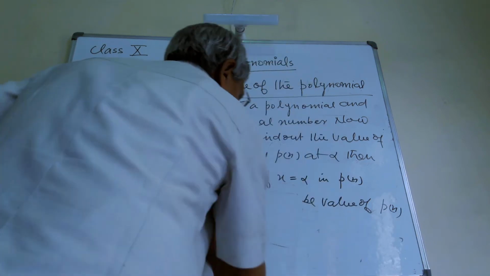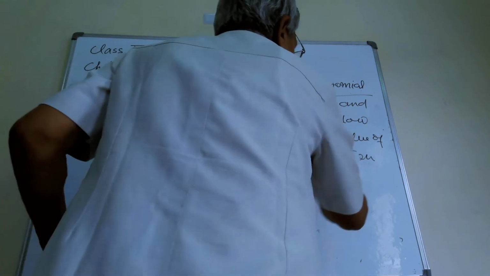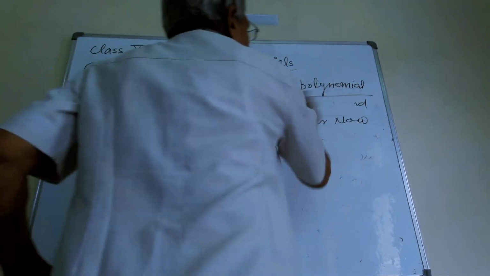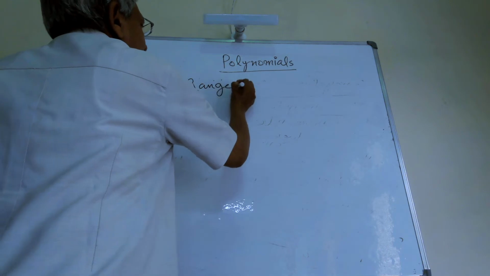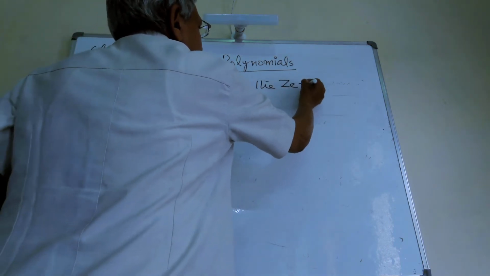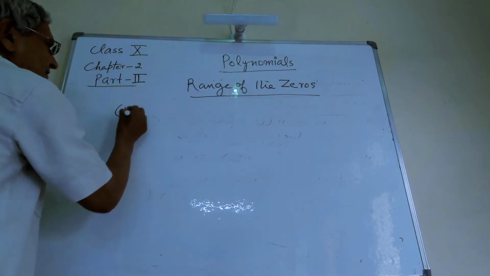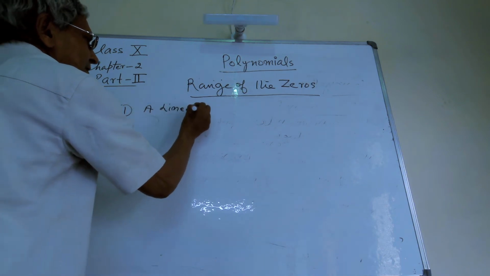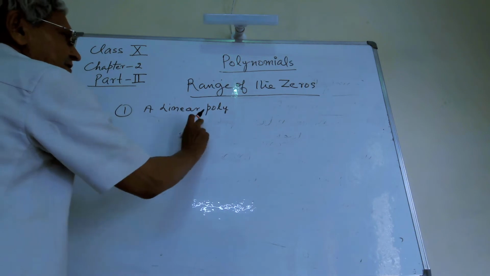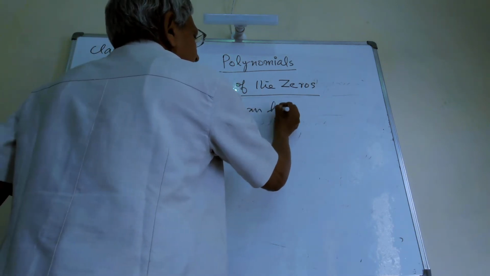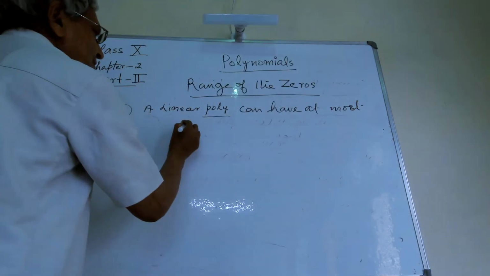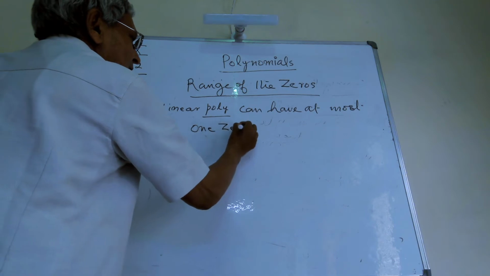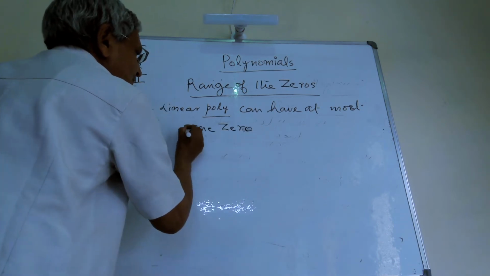Here, I am giving you a very important point. Range of the zeros. Very important point. First, a linear polynomial. A linear polynomial, I am writing polynomial in short, can have at most one zero.